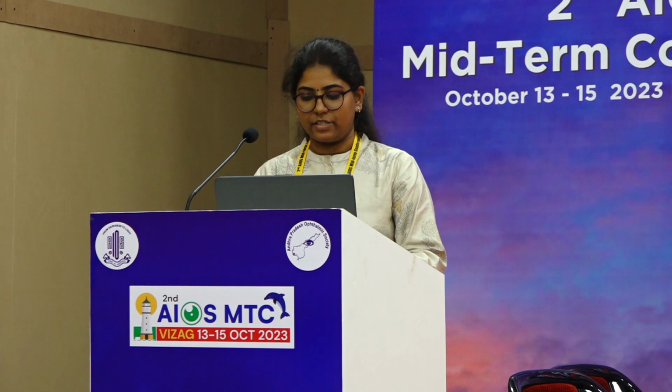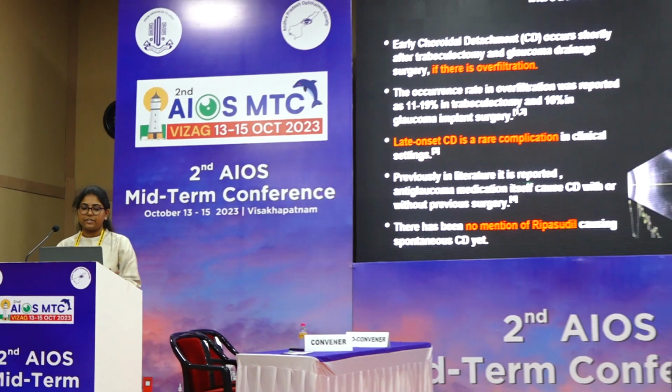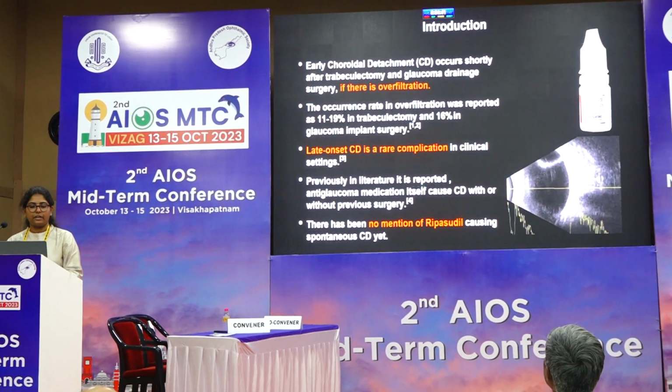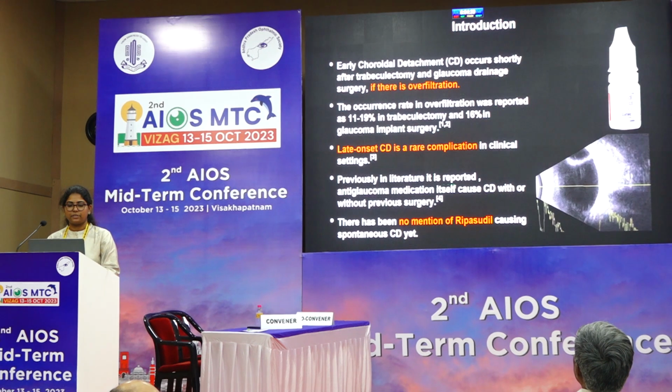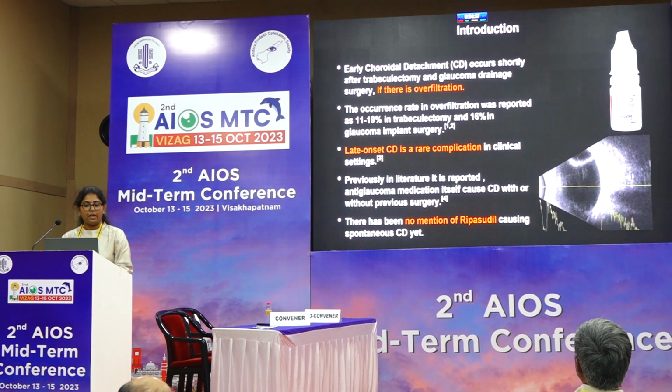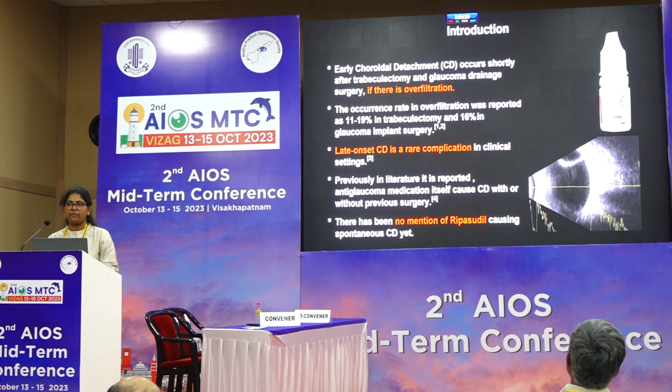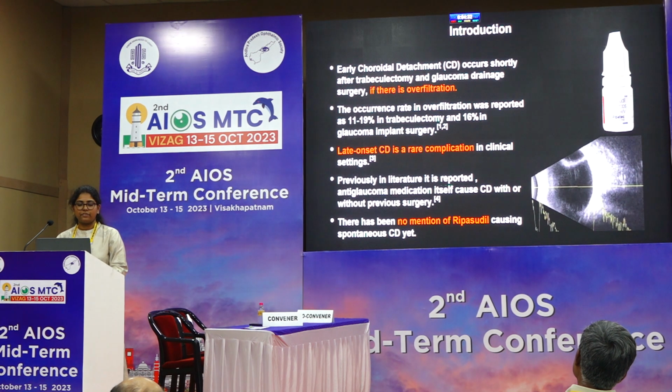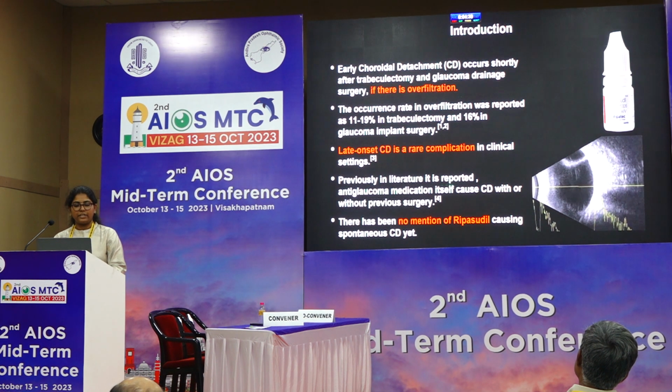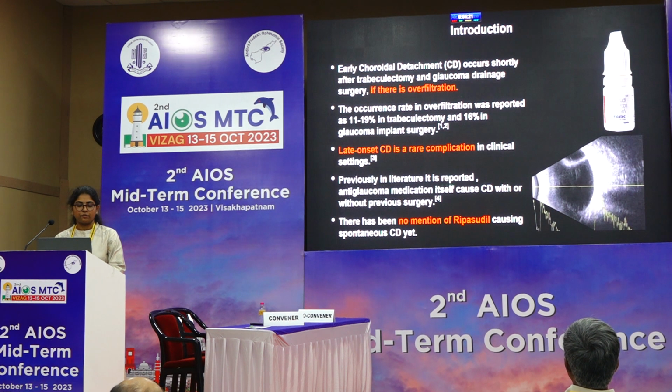These are my co-authors. Starting with the introduction, early choroidal detachment occurs very shortly after trabeculectomy and glaucoma drainage surgery if there is an overfiltration. Its occurrence rate was reported to be around 20% in trabeculectomy and 16% in glaucoma implant surgeries. Late onset choroidal detachment is a very rare complication in this clinical setting. But previously in literature, it has been reported that anti-glaucoma medication itself can cause a choroidal detachment without prior surgery. But there has been no mention of ripasudil causing a spontaneous choroidal detachment.